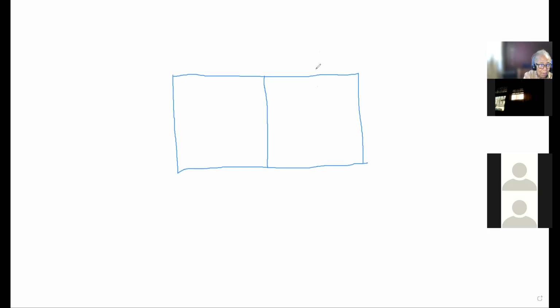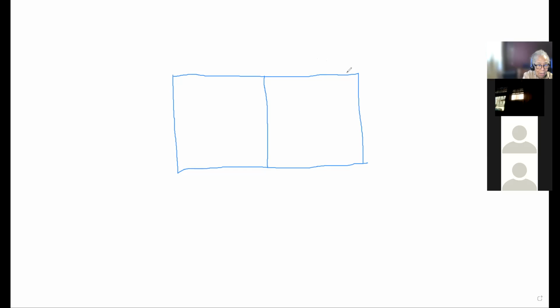25. No, that's the area. Area is the length times the width. What's the size of this length? You mean the whole side? Yeah, from here to here. No. If the area is length times width, right?